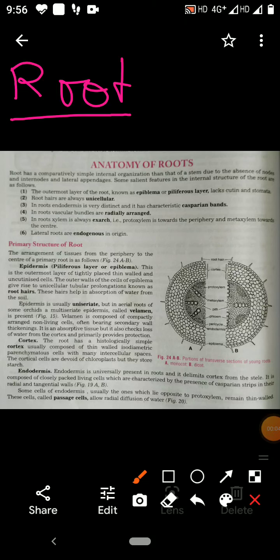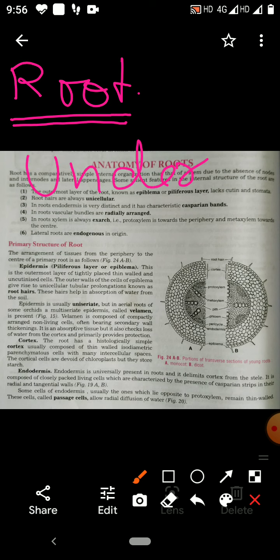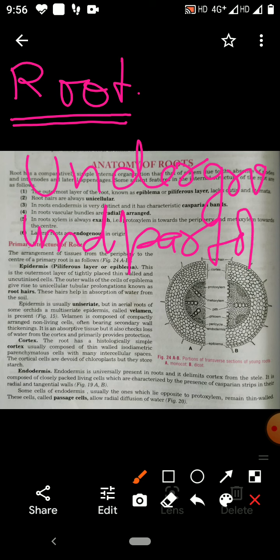Children, you have to study root and anatomy of roots. Root is the underground part of the plant.